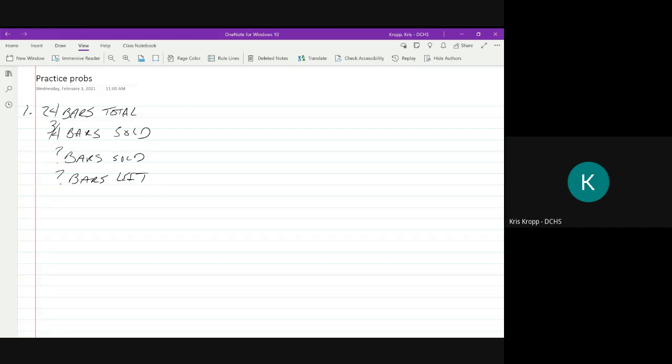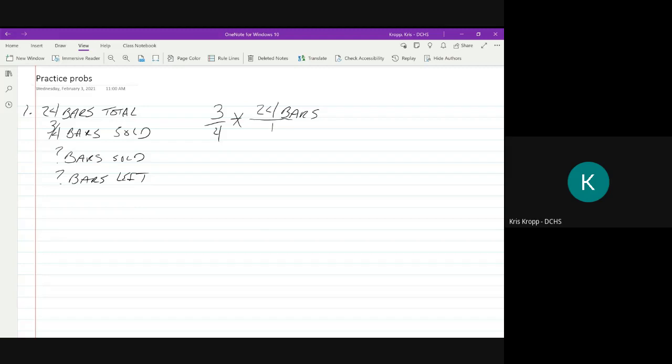So we want to know 2 things about this problem. First, we want to know how many bars were sold, and then finally we want to know how many bars are left. So we need to figure out first the bars that are sold. Well, the problem tells us that 3/4 of the bars were sold. Okay, so I'm going to multiply 3/4 times the total number of bars. Okay, 3/4 times the total number of bars.